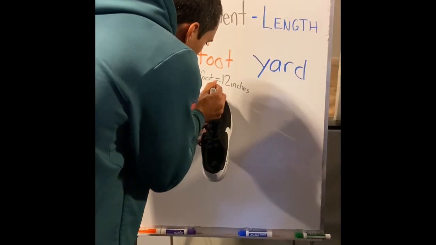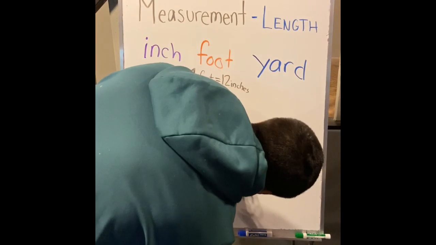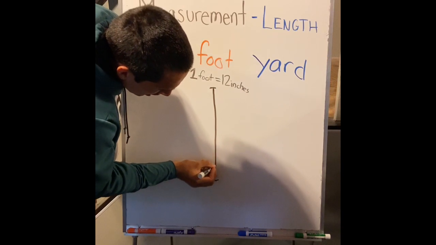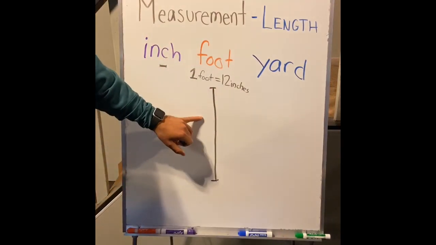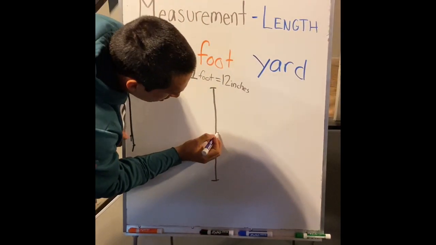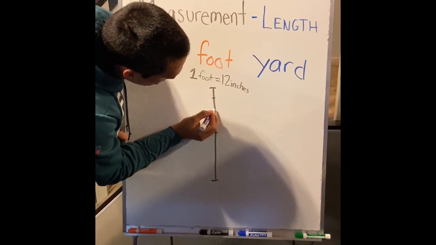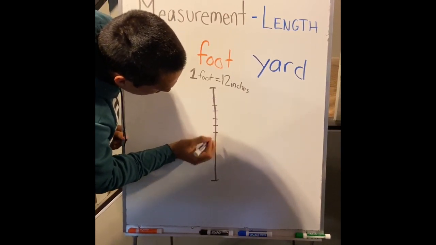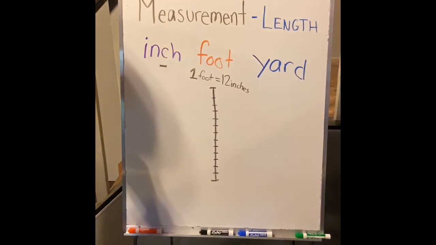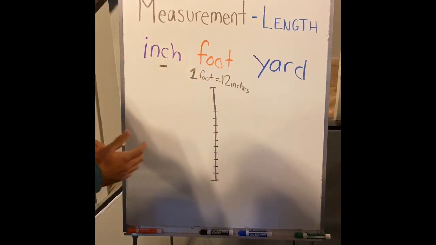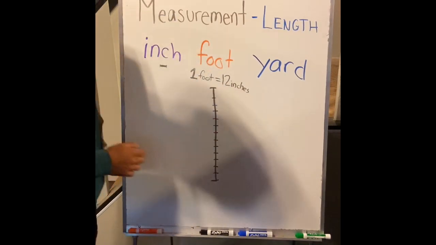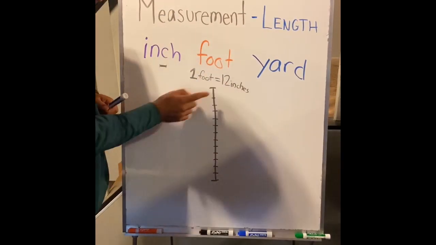So it'll go from here to here. So this right here is 1 foot. Now remember, 1 foot equals 12 inches. So if I break this foot into 12ths, each one of these 12ths is going to equal 1 inch. 1 foot equals 12 inches. Here's our foot.